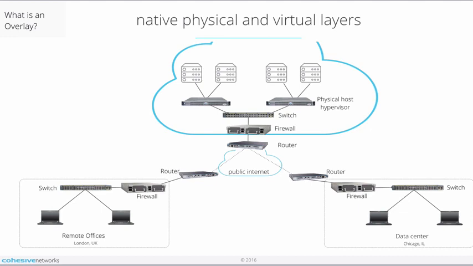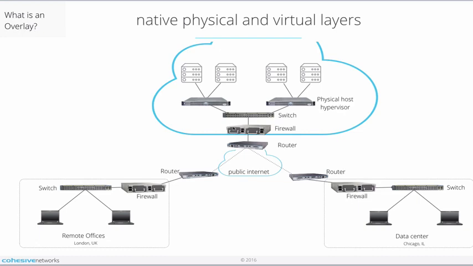In this diagram, this is a simple topology with a data center based in Chicago and a remote office in London. Both locations use the public internet to connect to their cloud resources. The cloud data center has virtual instances or virtual machines. Each VM runs in a physical host or hypervisor connected to a switch.